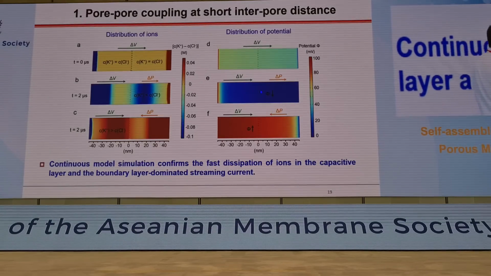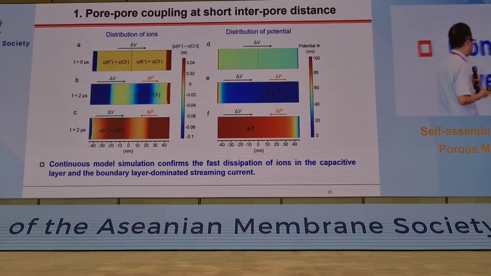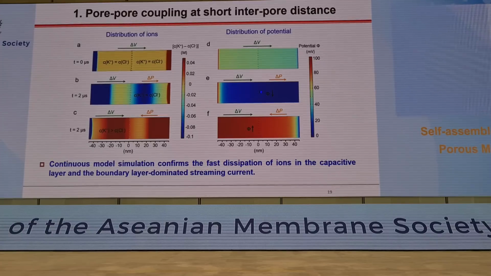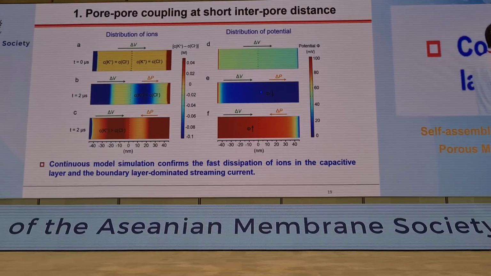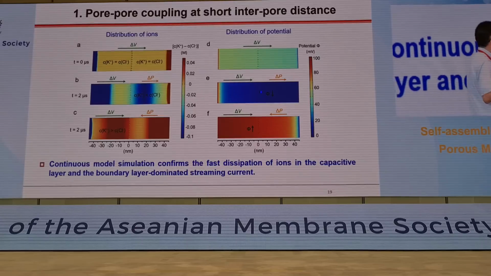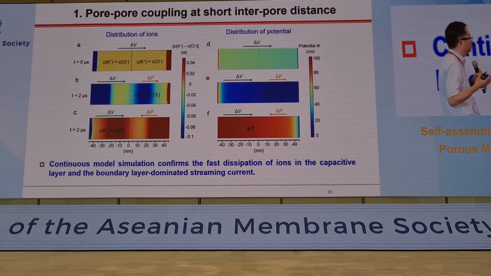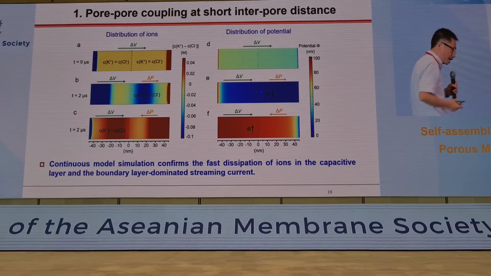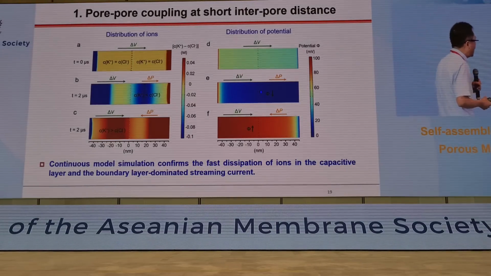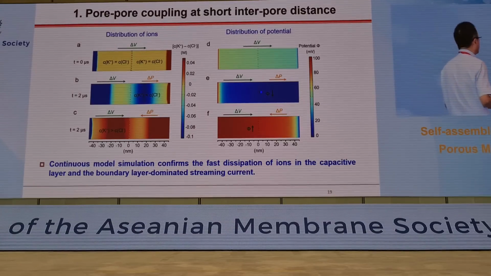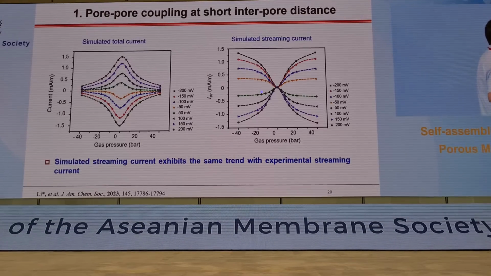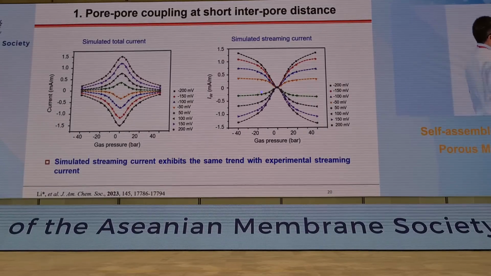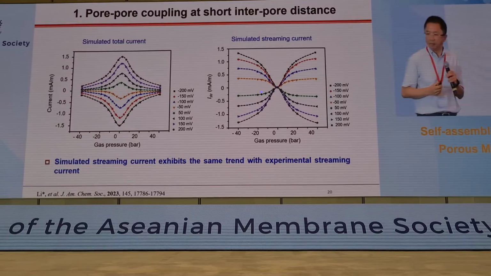So what's the reason? We used continuum simulation. We found the fast dissipation of the capacitive layers will drive the ions to move across the membrane, thus decreasing the membrane conductance and also reducing the streaming current. Our simulation results on both electric current and the streaming current match well with our experimental results.